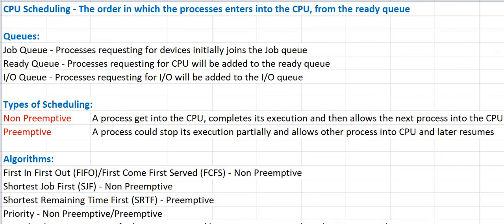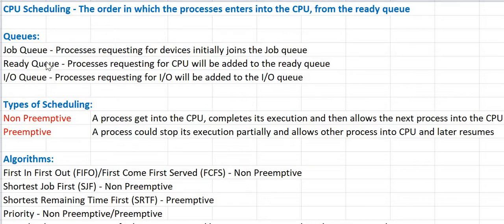Hello all. Today we will be discussing CPU scheduling. When a set of processes arrives into the system for processing, initially they join the job queue. And if a particular process requests either IO or CPU, it will be directed to the ready queue if it requests CPU, or to the IO queue if it requests IO.